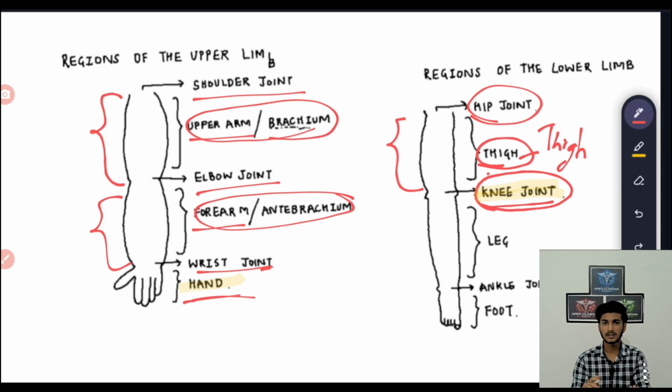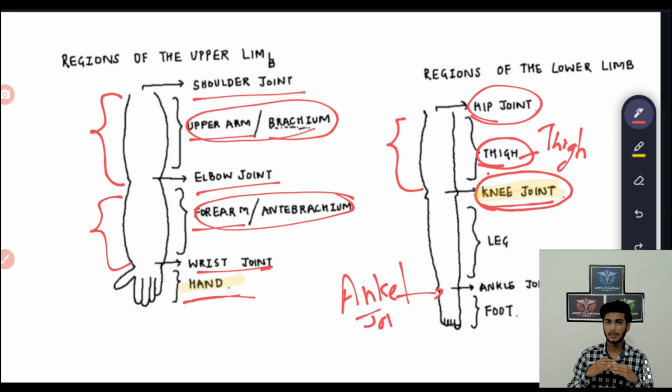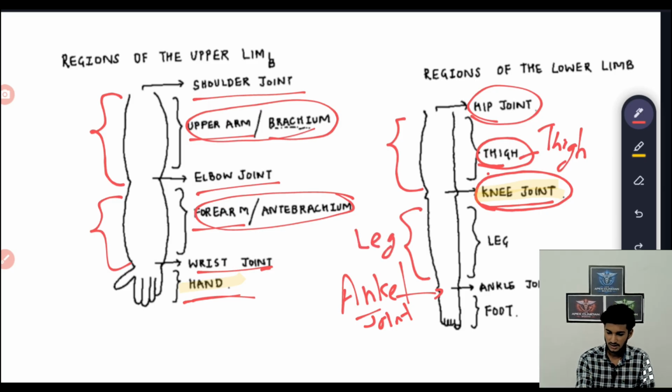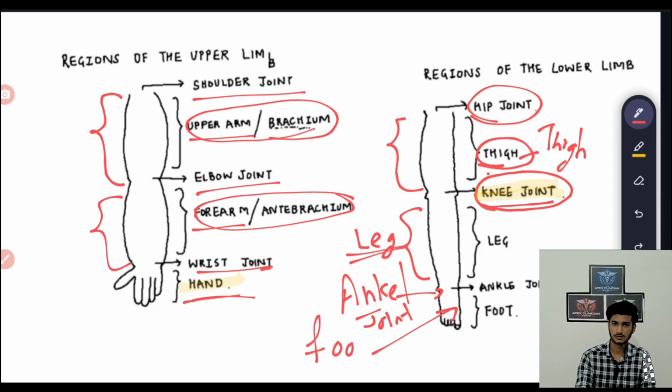And the other joint that we can appreciate below the knee joint is the ankle joint. And the region present between the knee joint and the ankle joint is basically called the leg region. This is the leg. And whatever lies below the ankle joint, that is the foot. We have learned these regions of the upper limb and lower limb. We have learned the systemic thing. We have learned the regional thing.